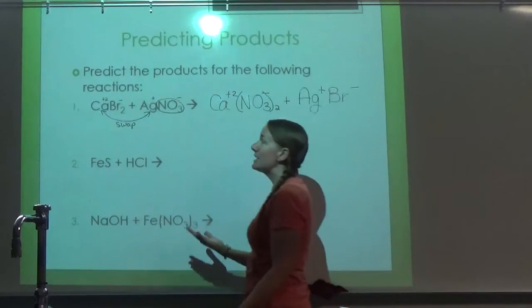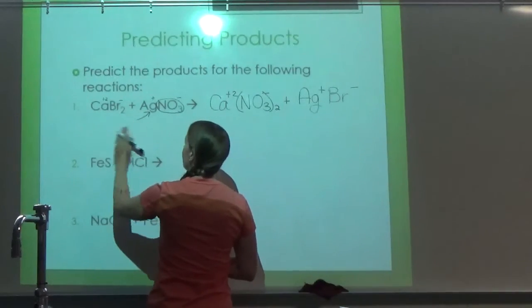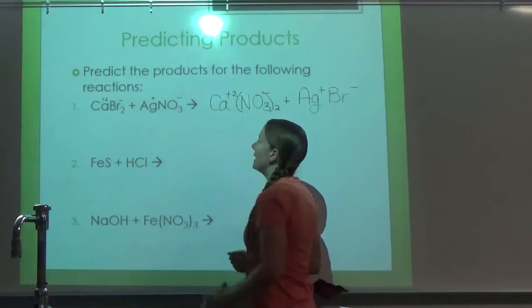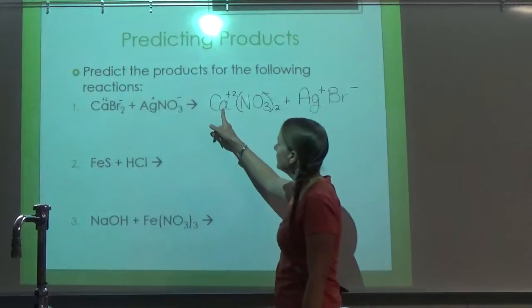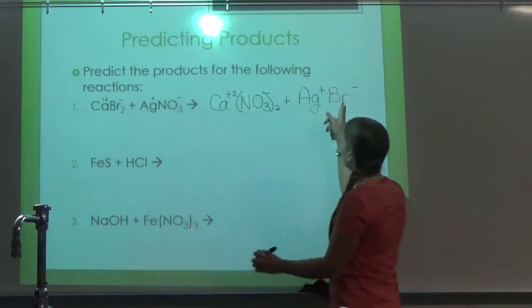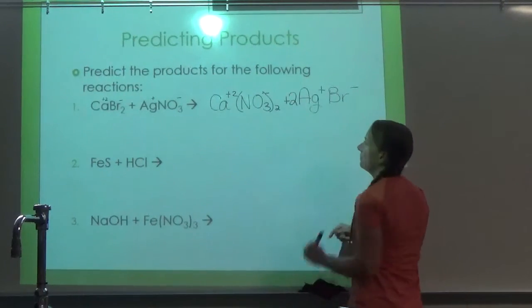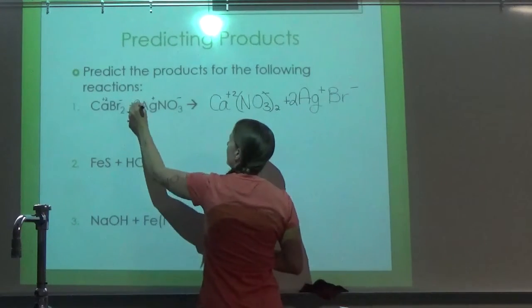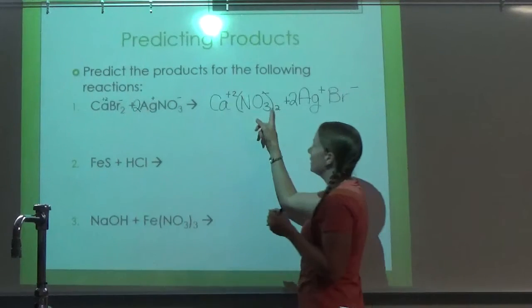All right, and so then the last step, of course, here, I'm going to erase some of this just to make it a little bit easier to see at this point. Last step is balance the whole reaction. So I have 1 Ca, 1 Ca, 2 Brs, 1 Br, so I need 2 right here. I have 1 Ag, 2 Ag, so I need 2 right here. And then 2 nitrates and 2 nitrates.